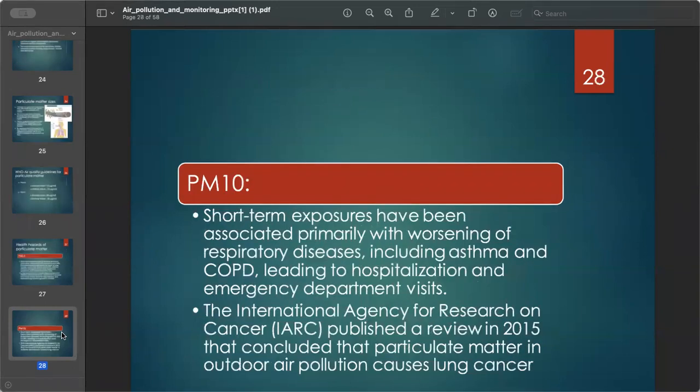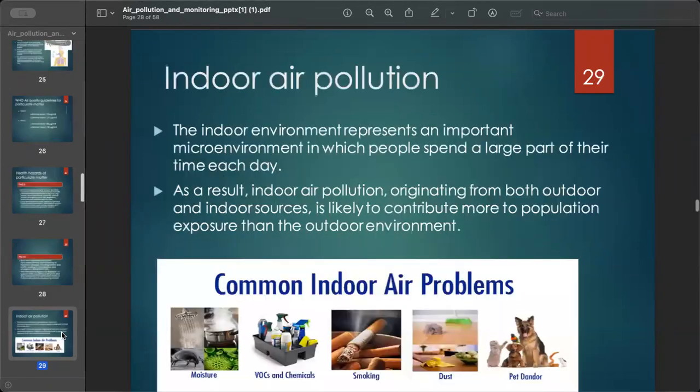For PM10, short-term exposure has been associated primarily with worsening of respiratory disease, including asthma and COPD, leading to hospitalization and emergency department visits. The International Agency for Research on Cancer published a review in 2015 that concluded that particulate matter in outdoor air pollution causes lung cancer.